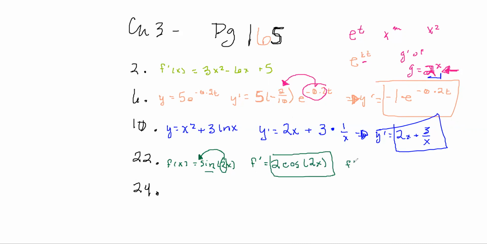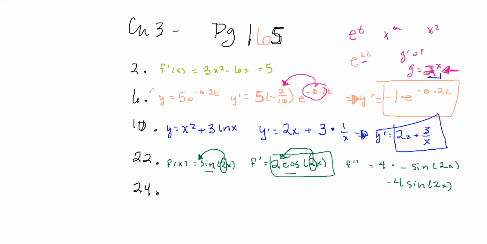What is f double prime? For f double prime, we're going to pull this 2 out again. So this is going to be 4 times, and then the derivative of cos is going to be negative sine 2x. So we have negative 4 sine 2x.